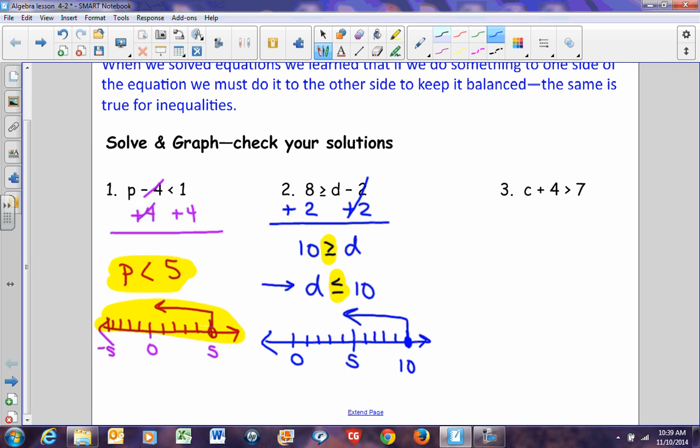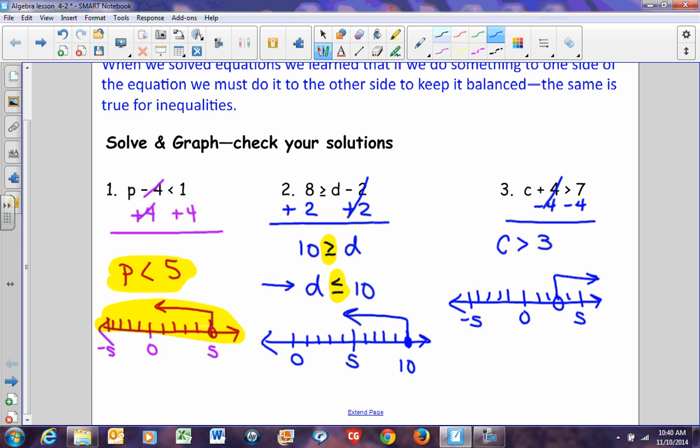Problem 3, C plus 4 is greater than 7. They added 4 to C, so we need to subtract 4 from both sides of the inequality. These 4's cancel out. C is greater than 3. Draw our number line. Greater than 3 is an open circle at 3 with a line going to the right.